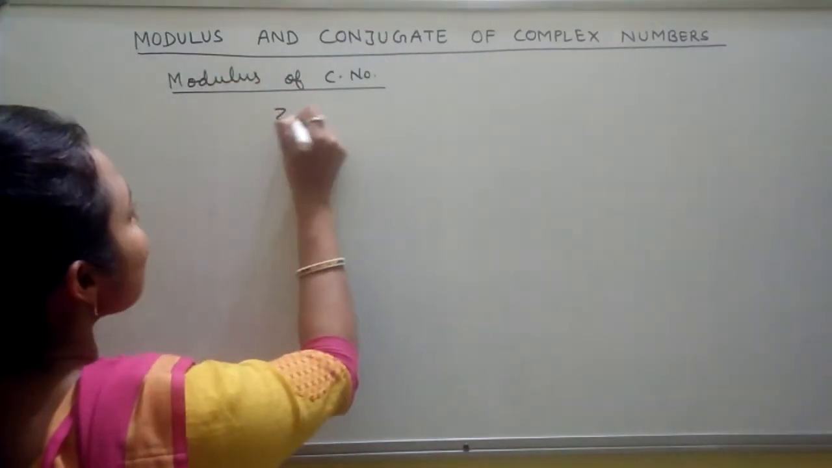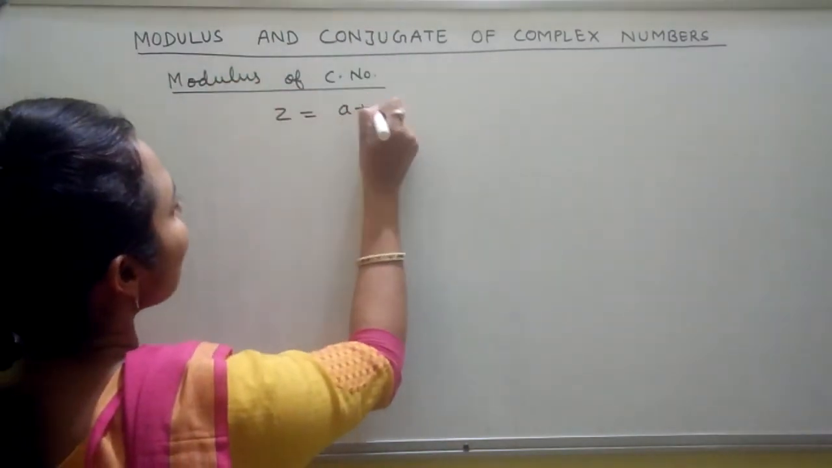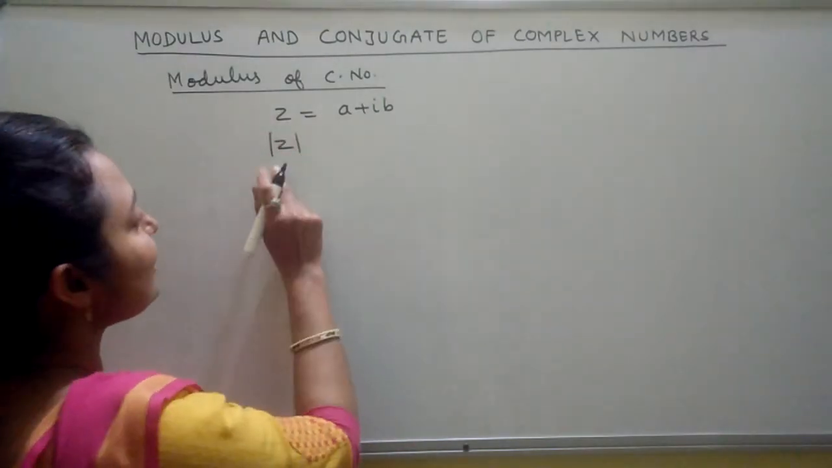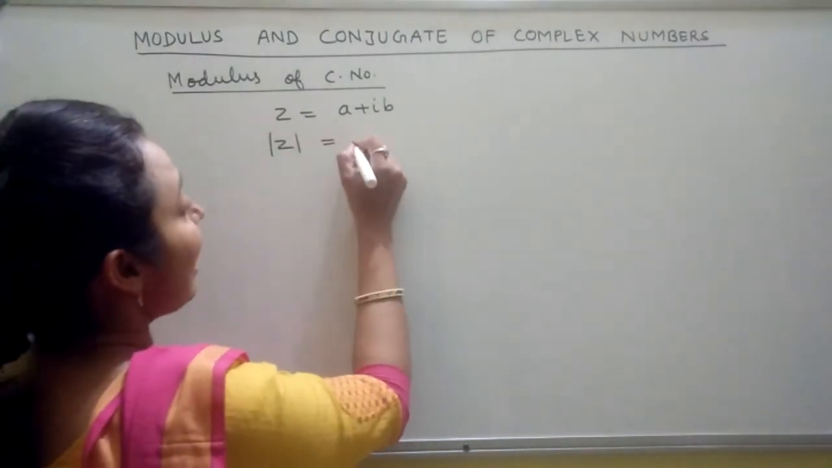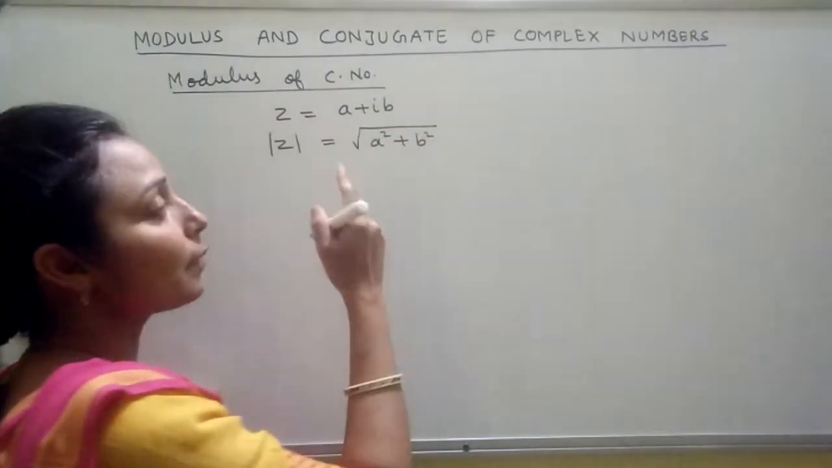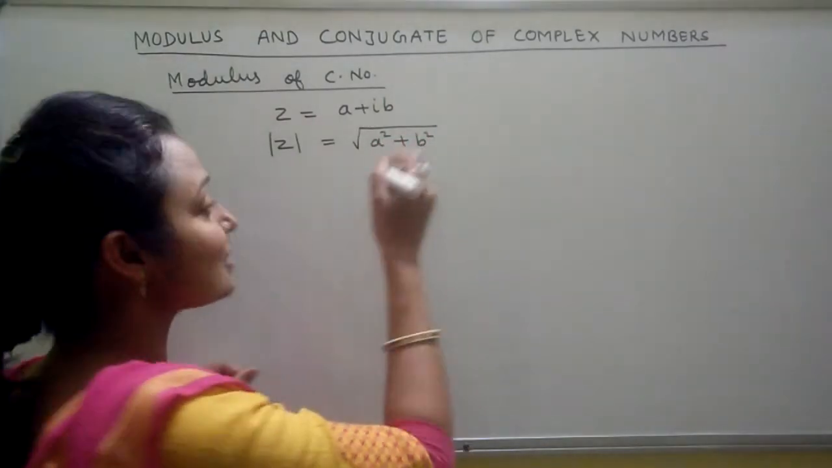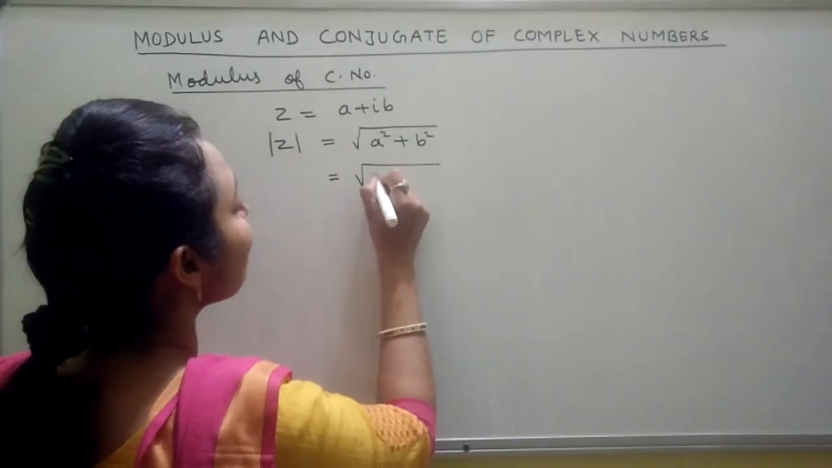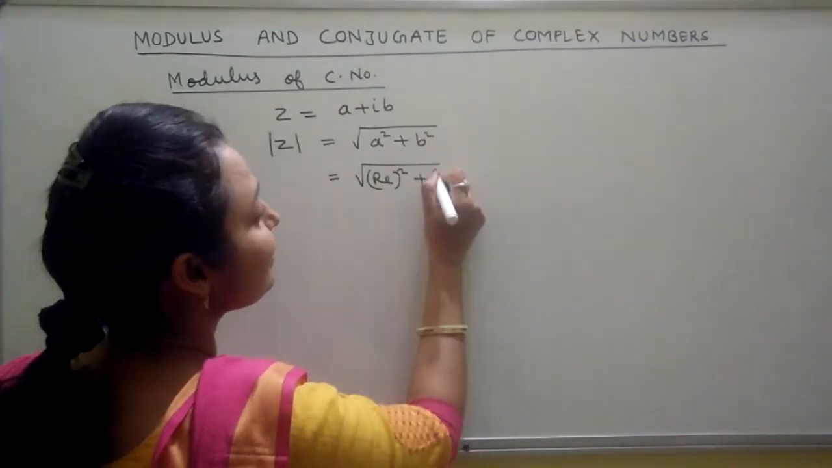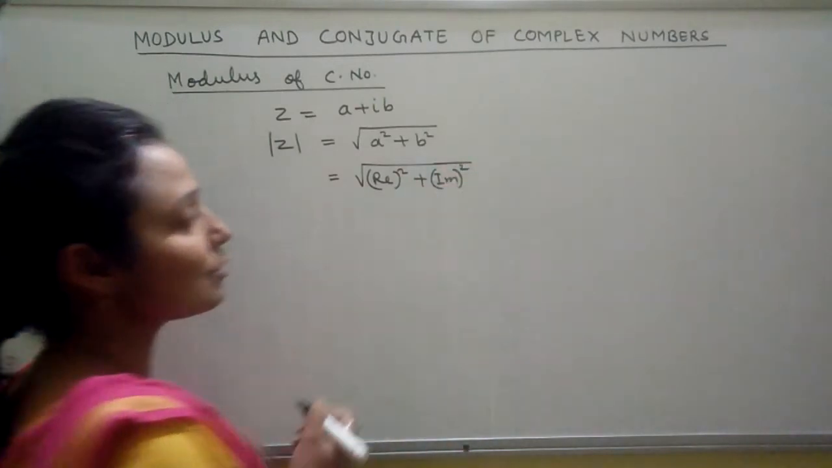Let us suppose we have z equals a plus iota b. How to find the modulus? The modulus of z is written as |z|, that is the square root of a square plus b square. This is the way to find the modulus. That means the square root of the real part squared plus the imaginary part squared.